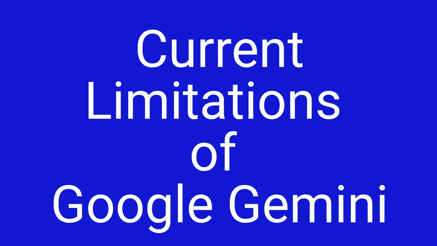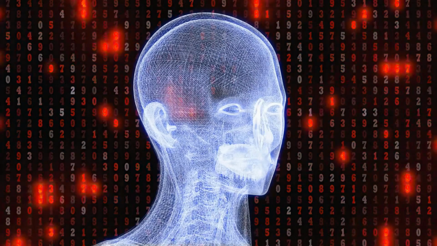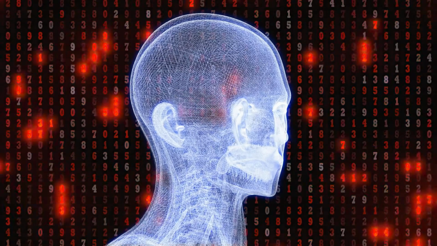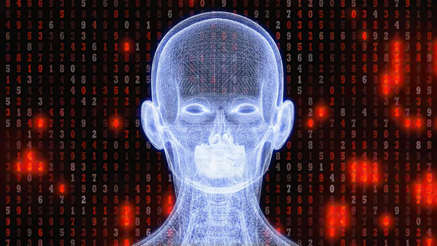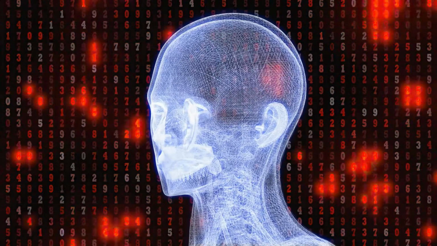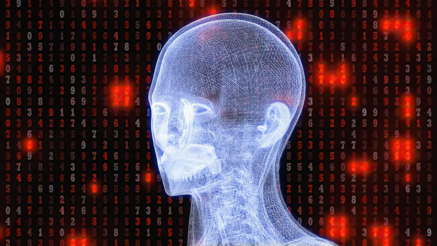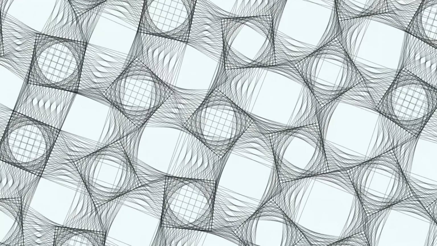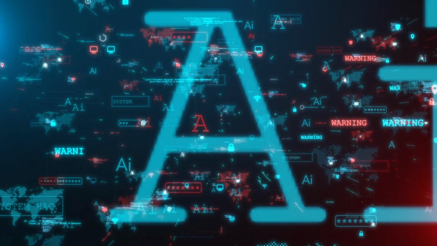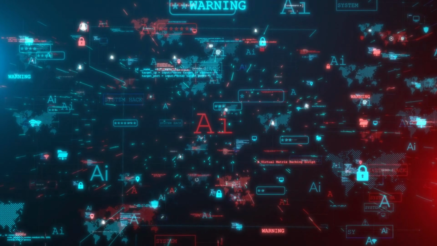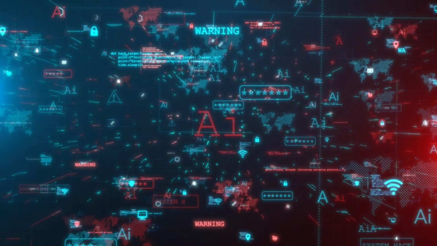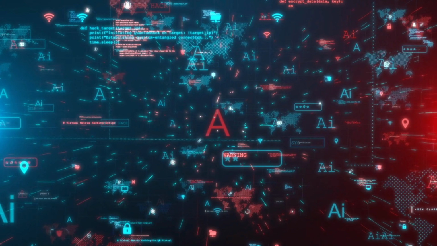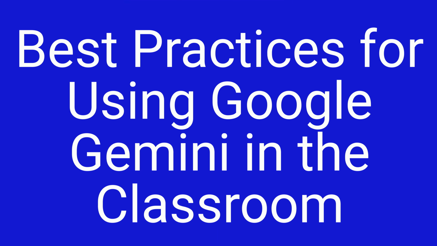Current limitations of Google Gemini. Now let's talk about where it needs a little work. Accuracy. Like all AI tools, it can occasionally produce incorrect or outdated information. Always double check critical outputs. Contextual understanding. Gemini might miss nuanced details in your prompts, so you may need to refine and clarify. Ethical concerns. Be mindful of AI use policies in your district and ensure transparency with students about how it's being used.